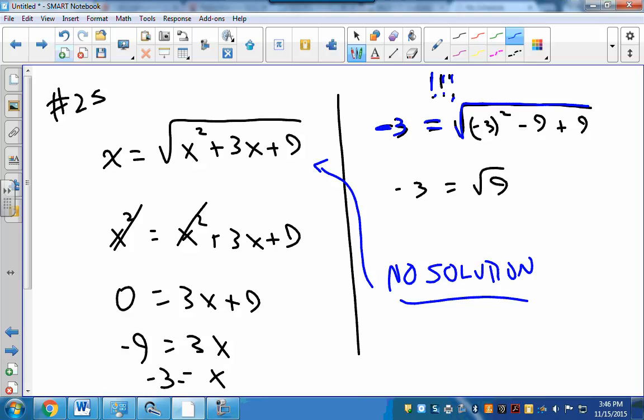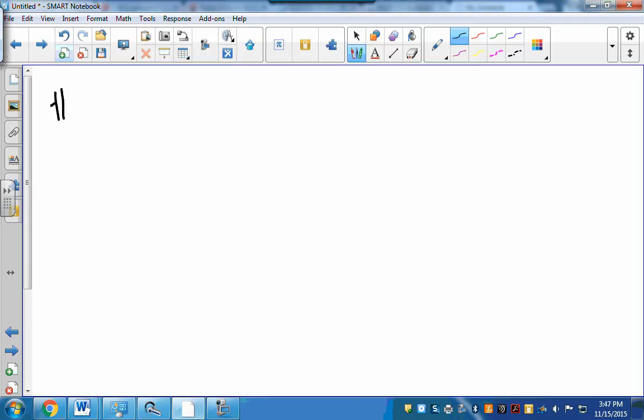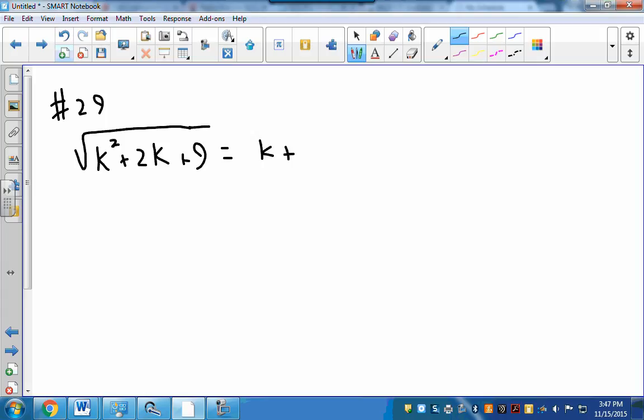Okie dokie. Let's look at number 29. That's the next one. Number 29, and we've got the radical of k squared plus 2k plus 9 is equal to k plus 3. Okay? So we're going to square both sides.